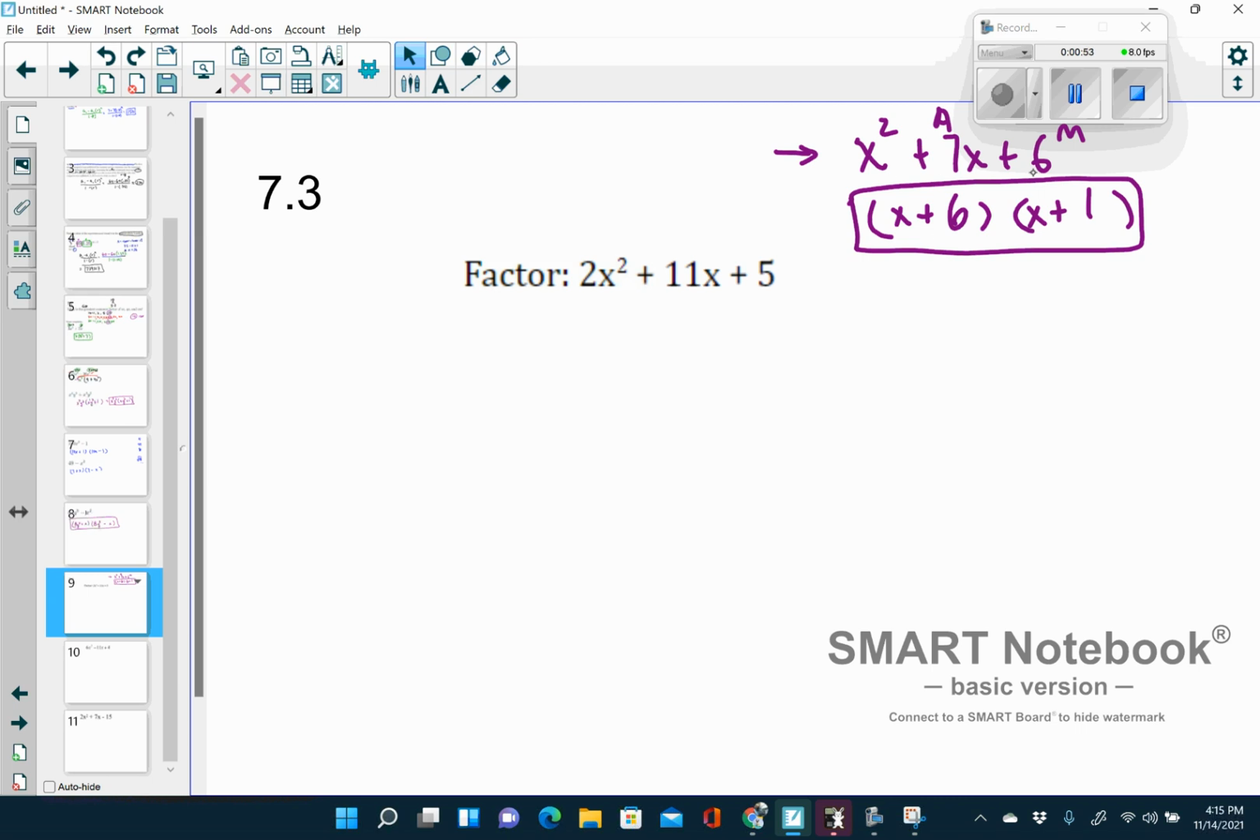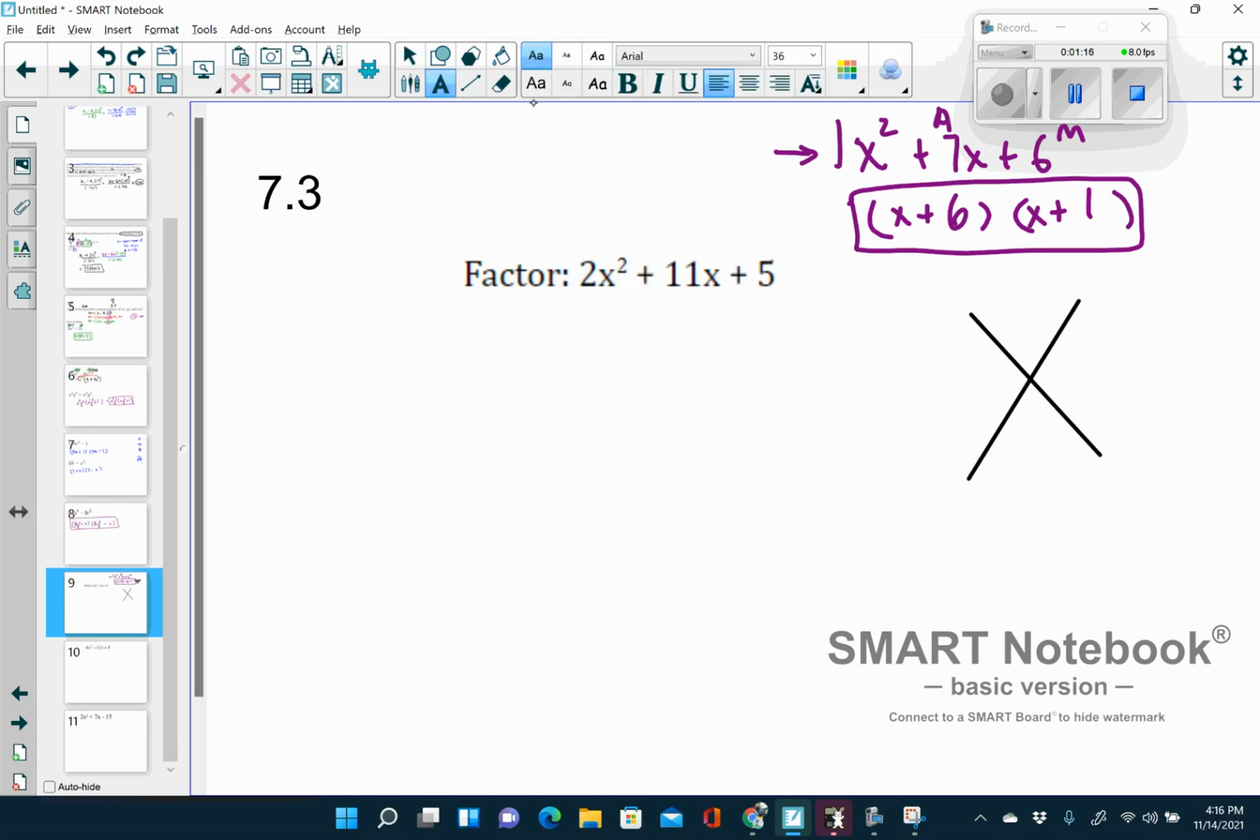All right, so now what do you do if you have a situation like this where the first number, the one in front of the x squared, is not a 1? In this case it happens to be a 2, or it could be a 3 or a 4, and so on. I'm going to call this method the AC method.